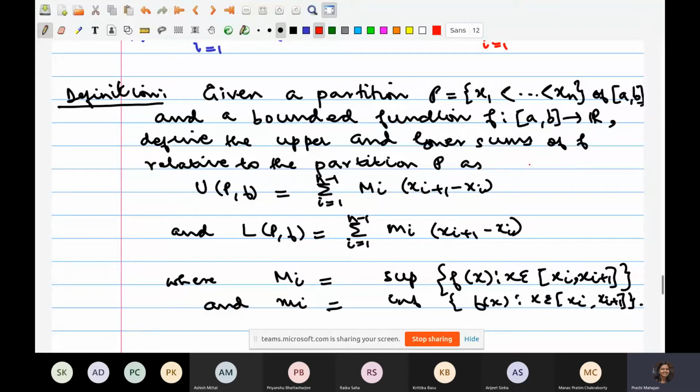f is bounded by assumption, which means that there is a number, let's call it K, such that this bound is true. Is that correct? There is some real number K such that the modulus of f is always bounded by this real number K throughout the interval [a, b]. This is using the information that f is given to be a bounded function. Is this okay with everybody?